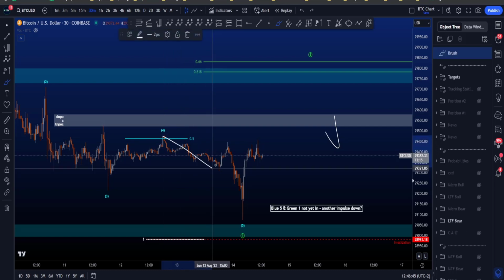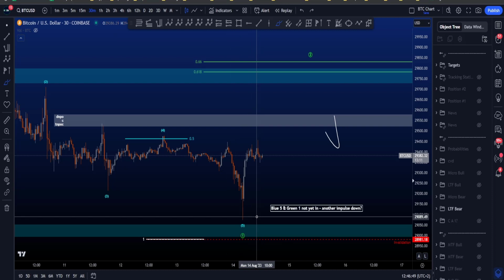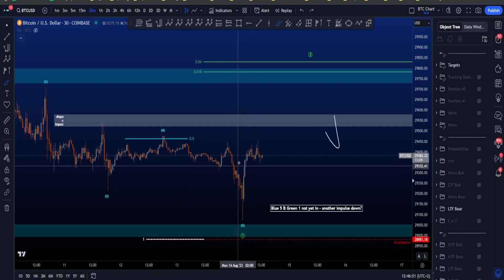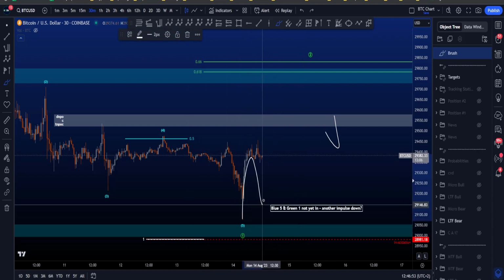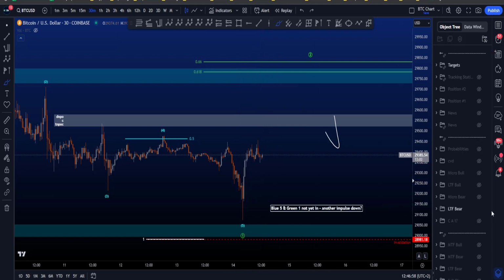So it makes much more sense. This is an ABC to the downside, where the low of 5 or wave 1 is made over here. And also, if we still expect to move to the downside, then we now want to see a 3-wave structure, but at the moment we see one big move towards the upside.